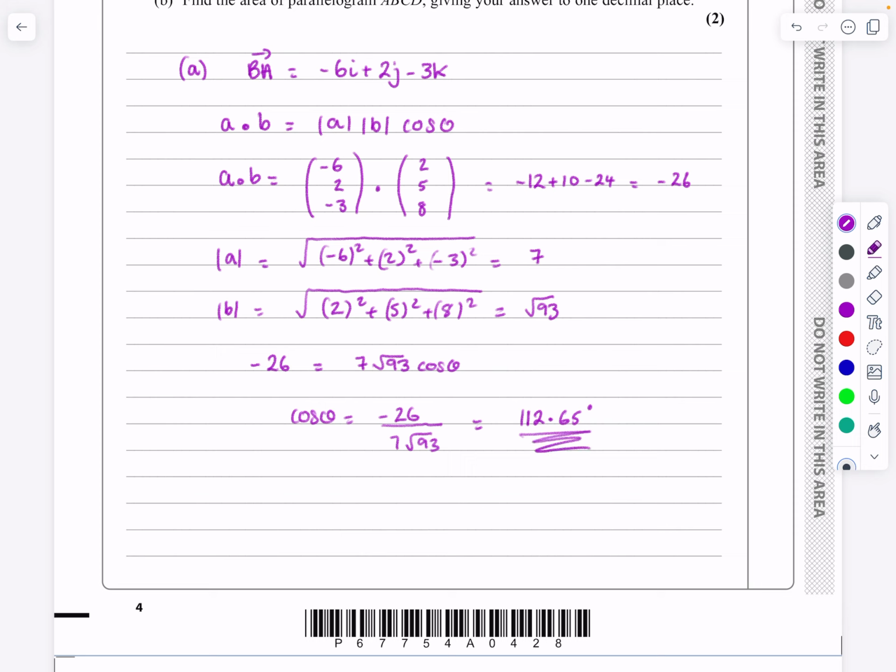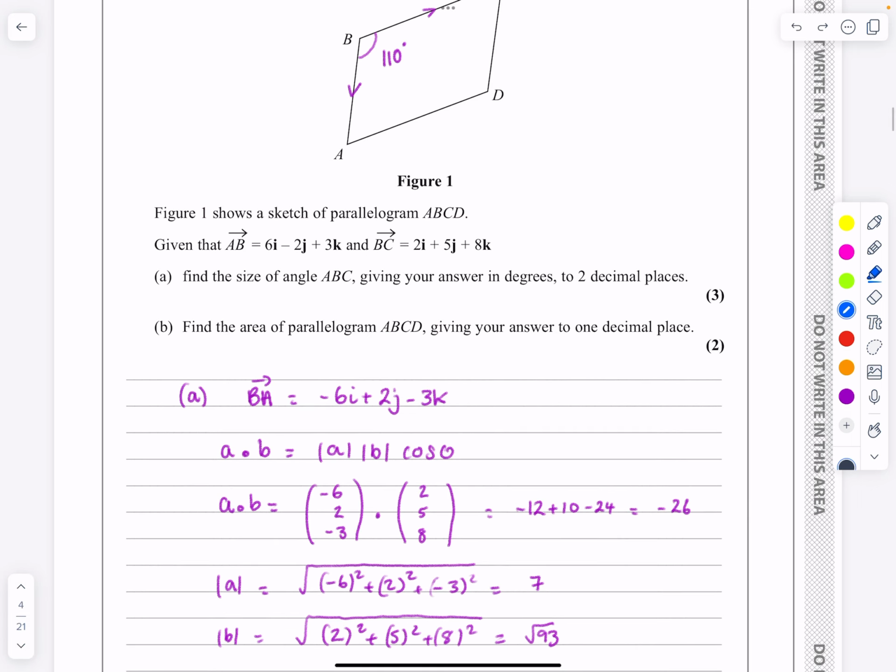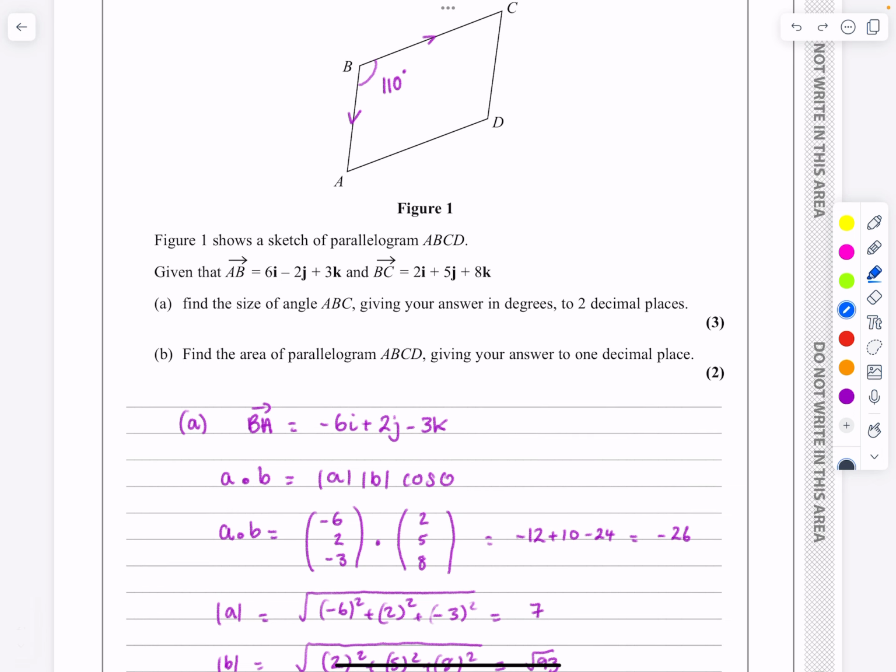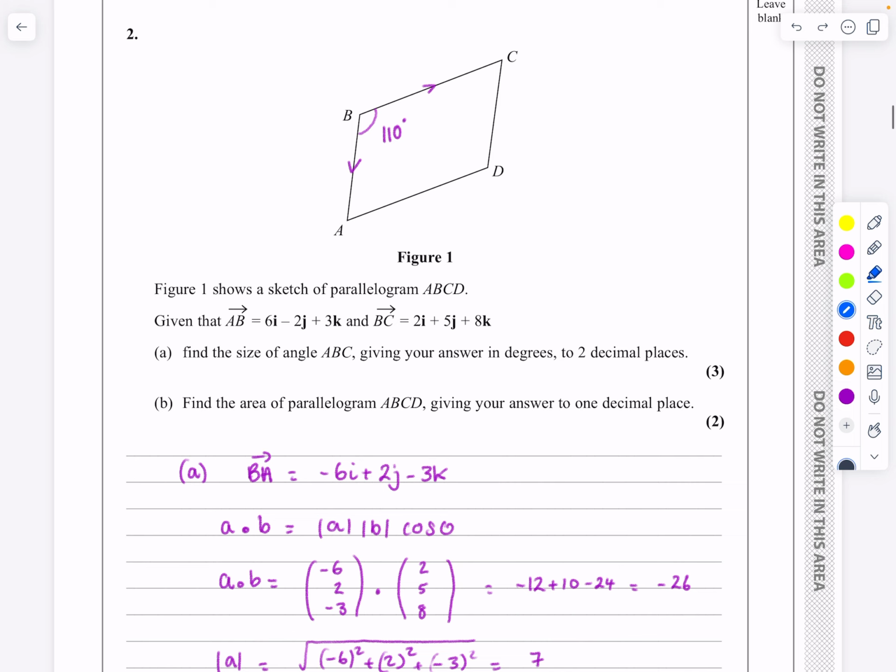And as I say, if you hadn't done that first step, then you'd have got a positive there, which means you'd have got 60-whatever, and you'd have had to say, no, that's not my answer. My answer is 180 take away that. Wouldn't have been a problem. As long as you get the final answer, I don't think the examiners will have any issues with that. Okay, on to part B. Part B says, can we find the area of the parallelogram ABCD, giving your answer to 1 decimal place?